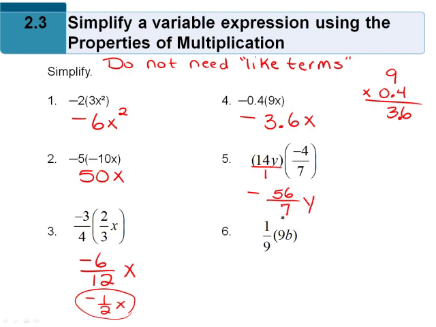Negative 56 over 7y. But I can simplify that fraction. Negative 56 divided by 7 is negative 8, and just attach the y.